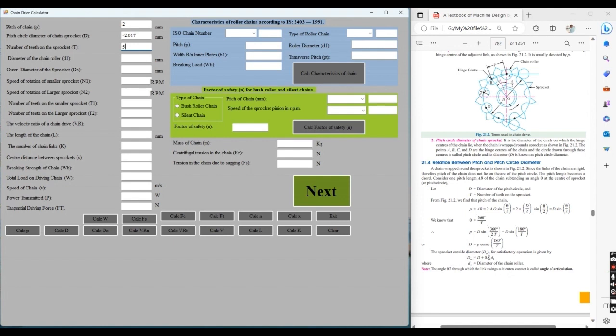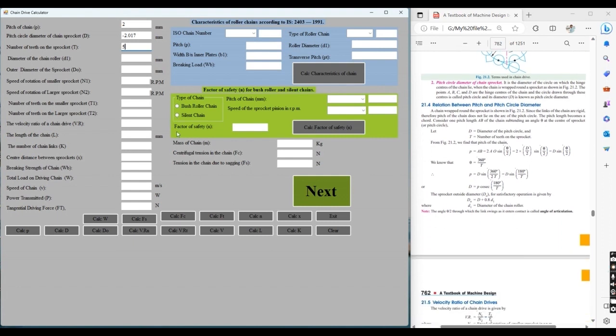Now also here, the sprocket outside diameter is given. Here we calculate the pitch circle diameter of a sprocket, but we can also calculate the outermost diameter of the sprocket. The outside diameter D0 is equal to D, the pitch circle diameter, plus 0.8 times D1. D1 means the diameter of the chain roller. We can enter the value here.